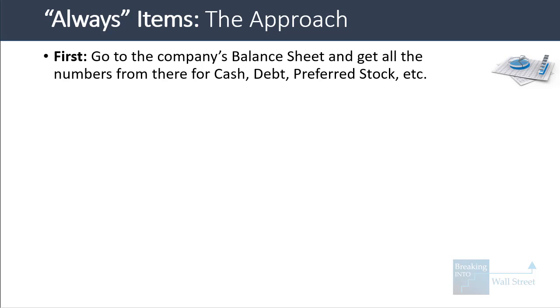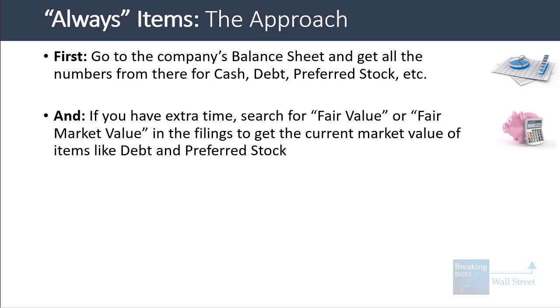With the always items, generally what you want to do is go to the company's most recent balance sheet and get all the numbers from there for the cash, the debt, the preferred stock, and so on. And if you have extra time, you can certainly go a bit beyond this and you can search for fair value or fair market value in the filings to get the market value of items like debt and preferred stock, where the market value might be a bit different from what's on the balance sheet.